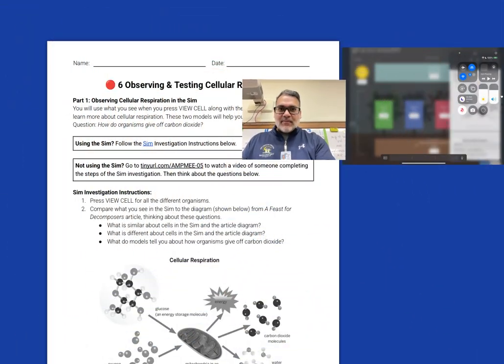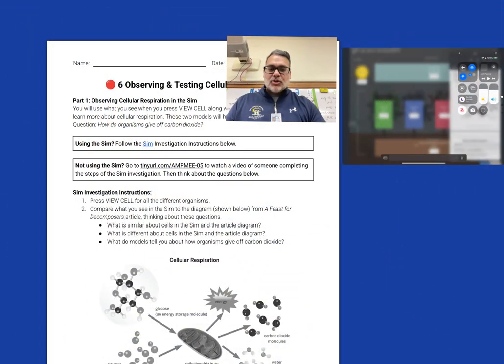So we're going to look at cellular respiration, which is a process that happens in the mitochondria that is different than photosynthesis. So this is another process that animals and living creatures that have mitochondria go through. So let's take a look at it. I'll make myself a lot smaller here. And this is the Google Doc that you're going to be working with.